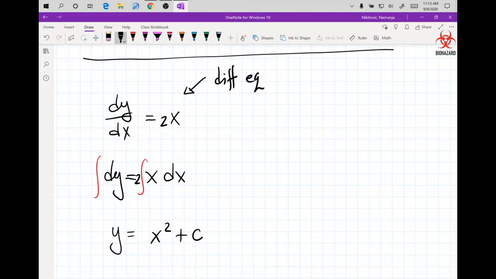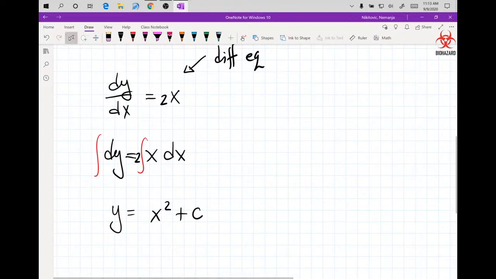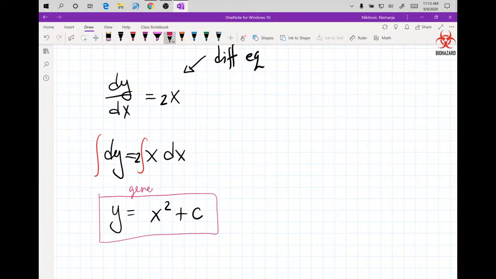Now, this solution here is called the general solution. And the reason why it's called general is because this c is unknown. Same as the previous example.